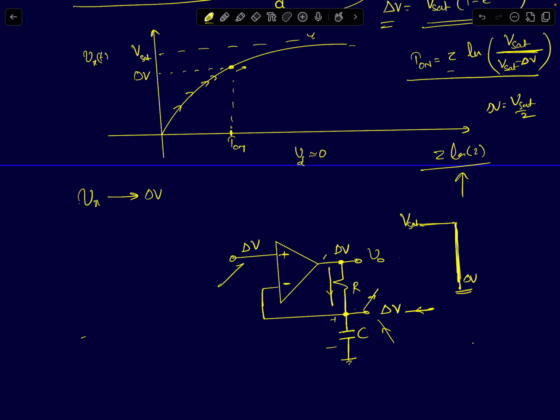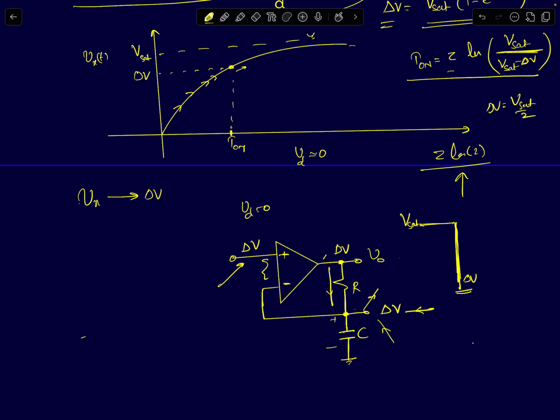The input to the op-amp at the non-inverting terminal is delta V volts. The differential input is 0 and the output has come to delta V, and the state of the circuit will no longer change, which means the voltages and the currents in the circuit will no longer change. At this point, the circuit will reach a steady state.